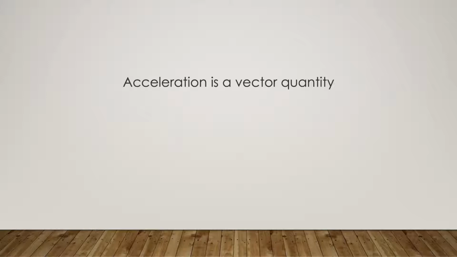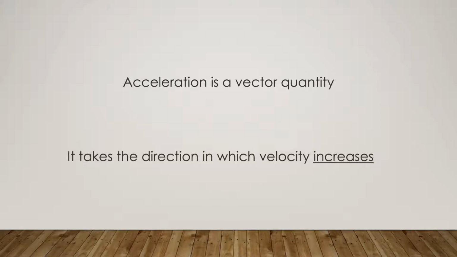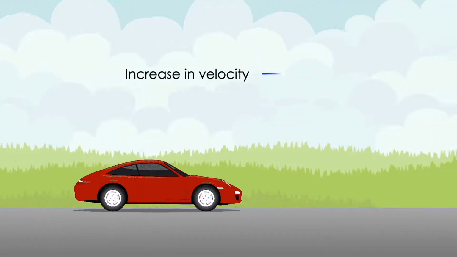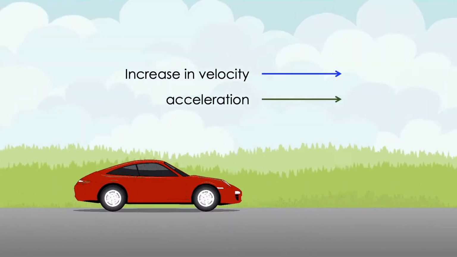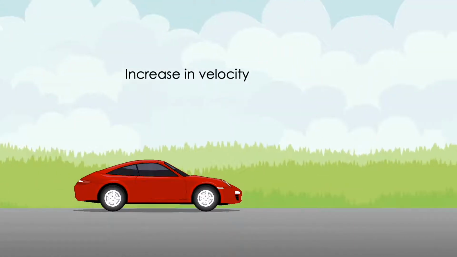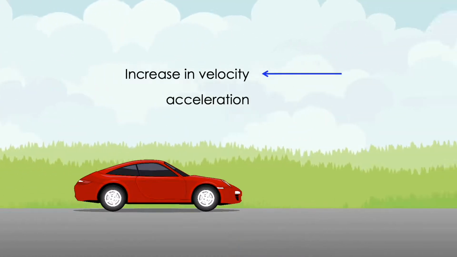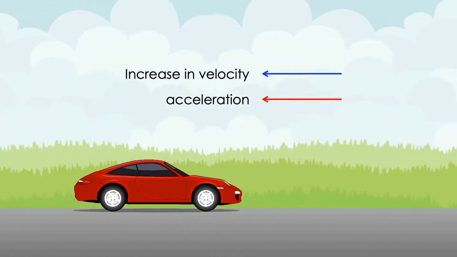So what is its direction? Acceleration always takes the direction in which velocity increases. When velocity increases towards the right, the acceleration is towards the right. When velocity decreases towards the right, the acceleration is towards the left.